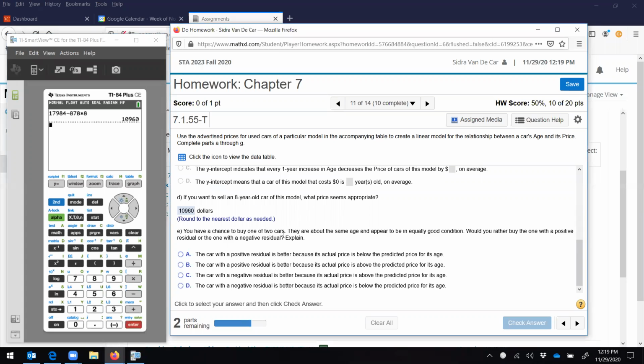You have a chance to buy one of two cars. They are about the same age and appear to be in equally good condition. Would you rather buy the one with a positive residual or the one with a negative residual? Because they're asking less than the predicted price. There you go.